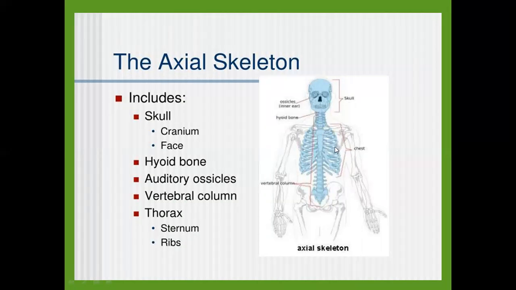There are also 24 ribs, and this is the vertebral column. These bones collectively make up the axial skeleton.